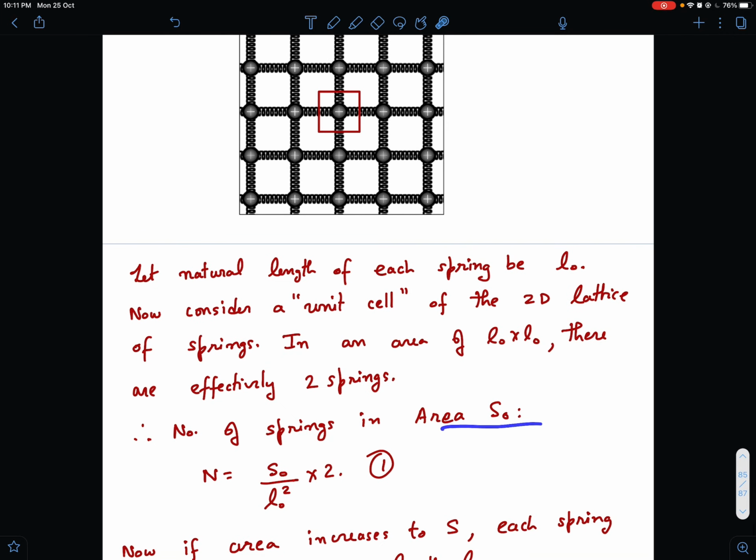So what is the number of springs in area S naught? L naught by L naught contains 2 springs, so area S naught will contain S naught divided by L naught squared unit cells, that is the scaled up area, right? So S naught by L naught squared is the number of unit cells, and each unit cell has 2 springs. So this is the number of springs in the area S naught.